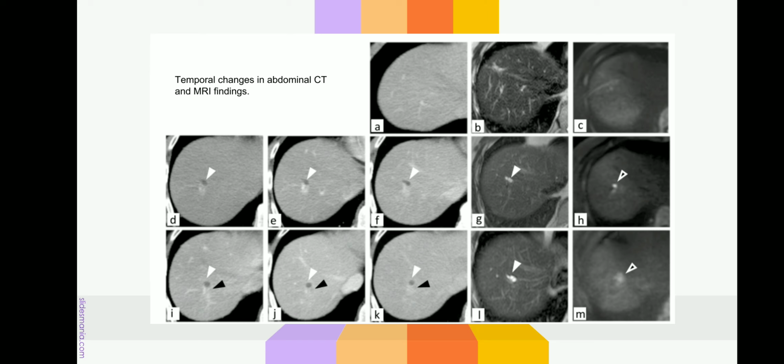This is the image of temporal changes in abdominal CT and MRI findings. In figures A, B, and C, we can see that there is absence of abnormalities in the intrahepatic bile ducts during initial examination, and in images D, E, F, and G, we can see that there is dilation in section B8 of the bile duct. In figure H, they have done diffusion weighted imaging and a small area of high signal intensity is observed.